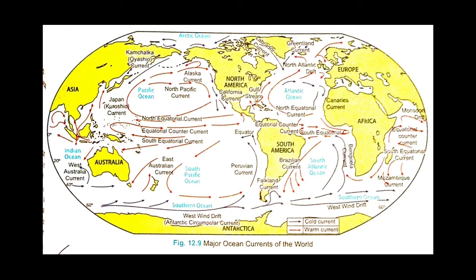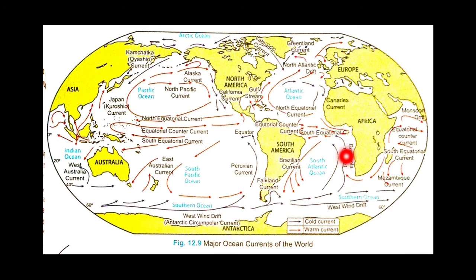So students, this is one of the biggest reasons for what we see on almost all the western coasts of the continents. You can see on the western coast of South America, there is the cold Peruvian current. On the western coast of North America, there is the cold Californian current. Then in Australia, the West Australian cold current. In Africa, the Benguela current, which is cold, and the Canaries current, which is cold. So on all the western coasts of the continents, we see cold currents moving.